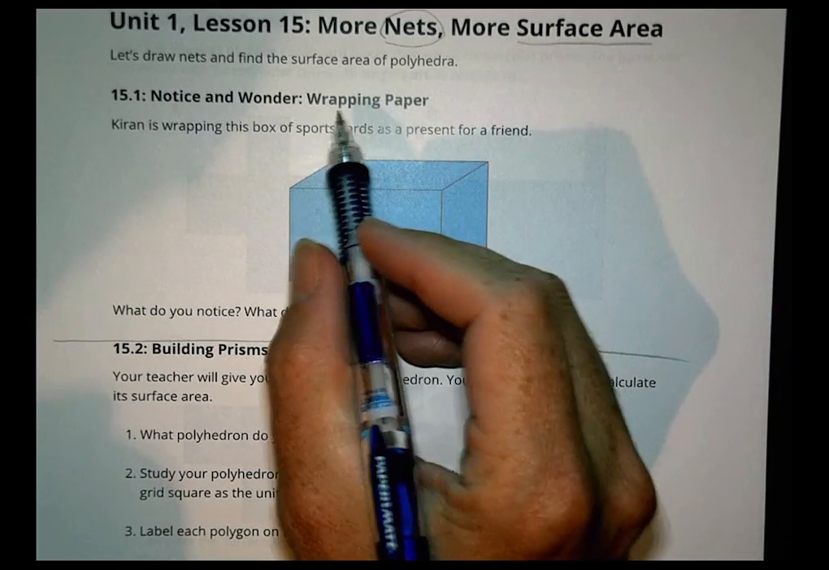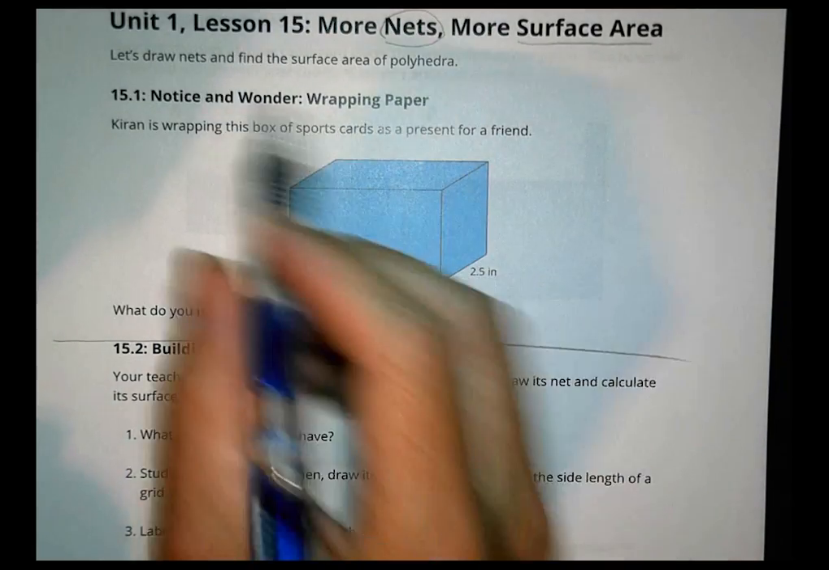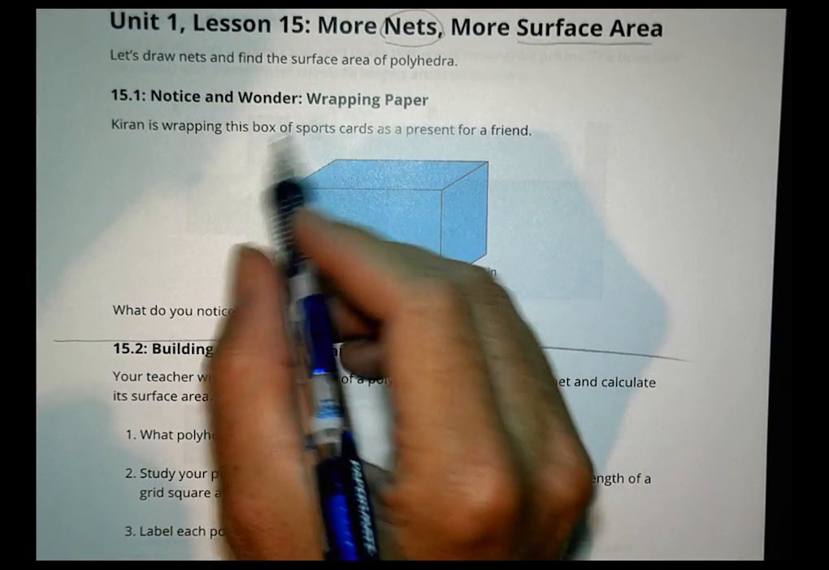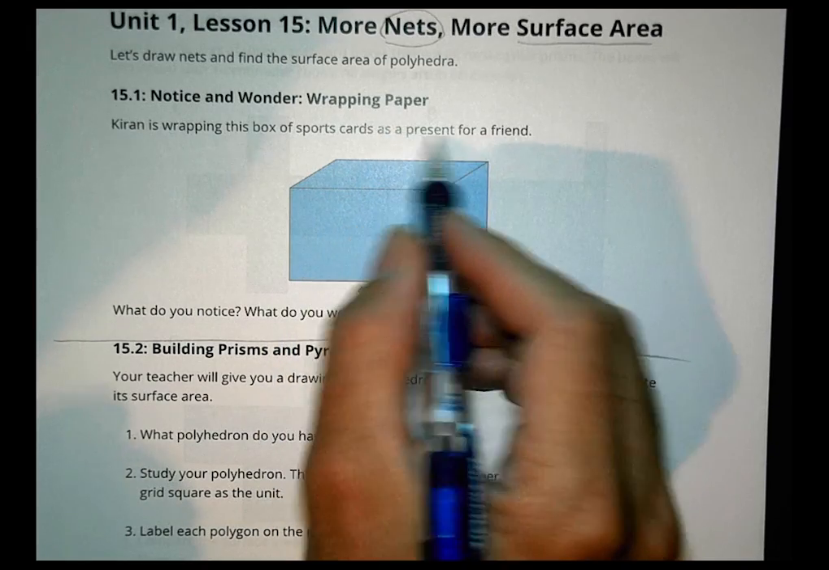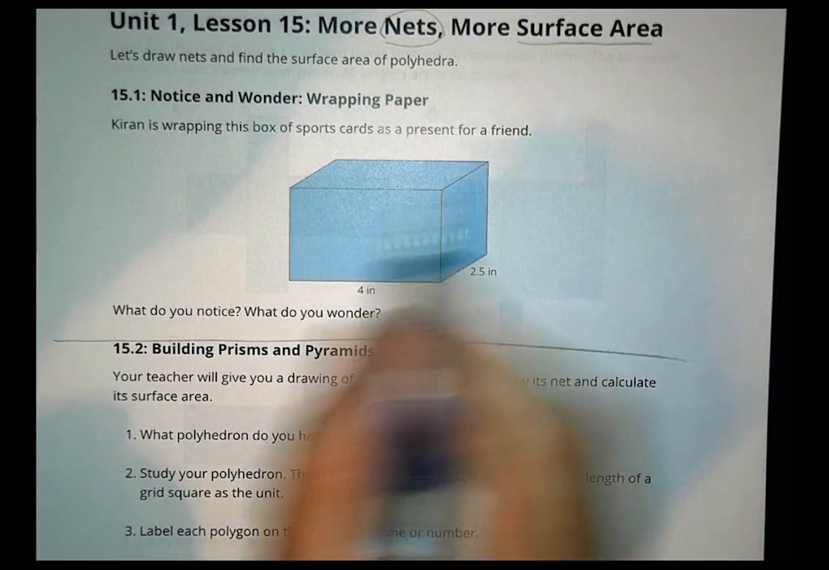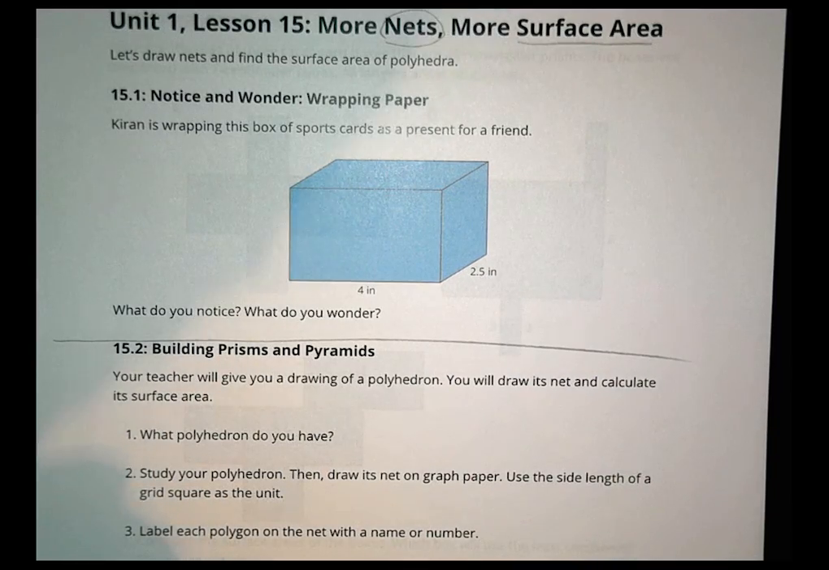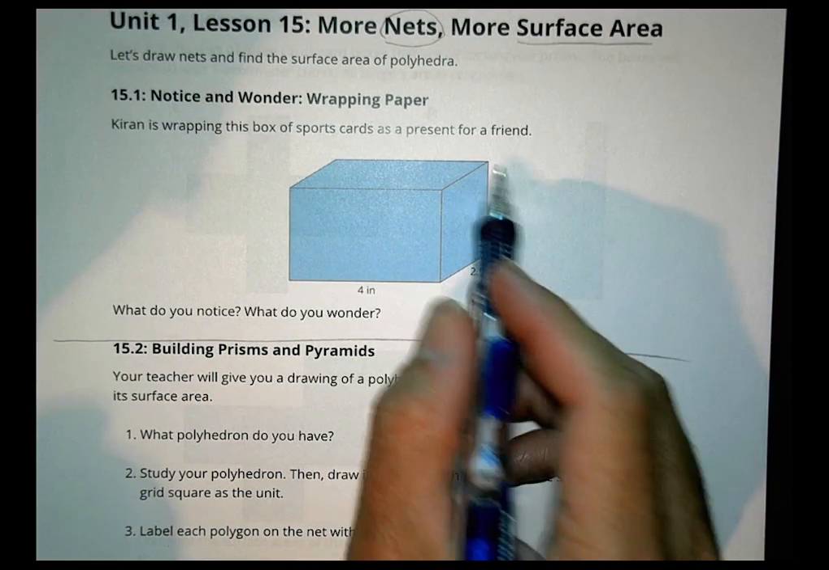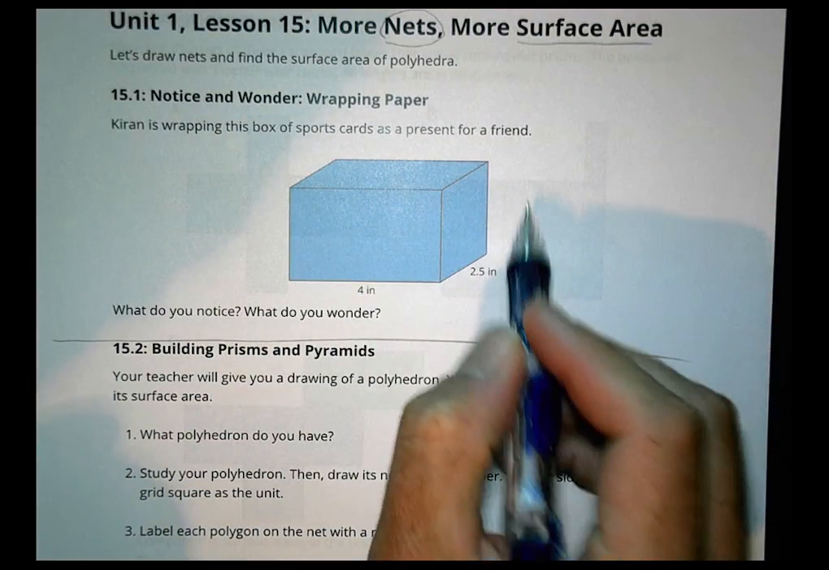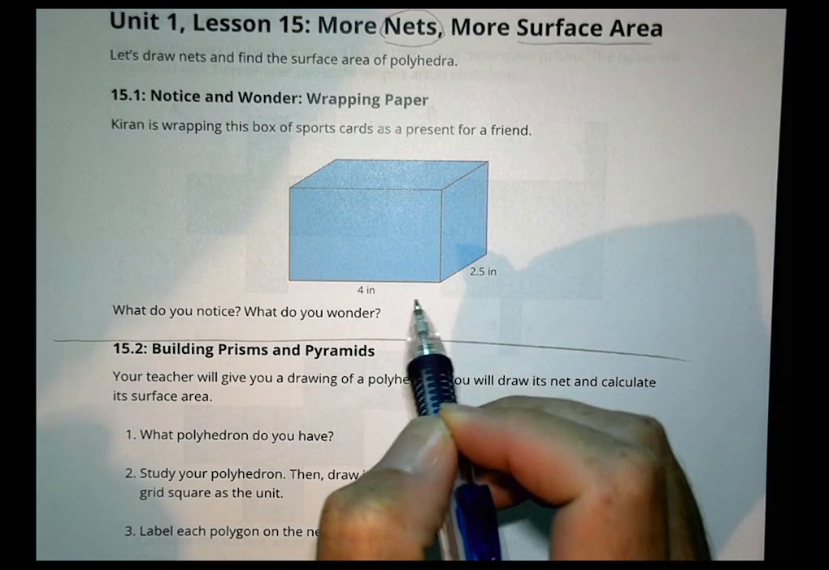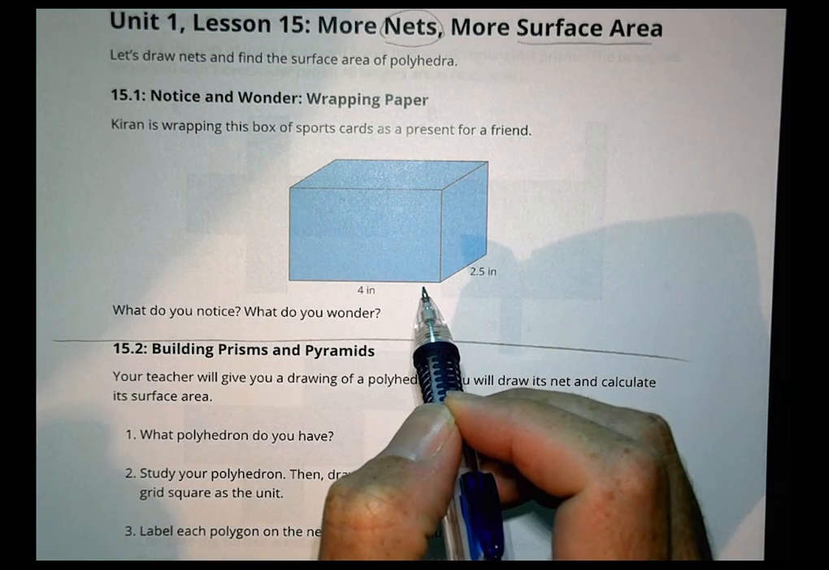And it says, what do you notice? What do you wonder? And it's called wrapping paper. It says, Kieran is wrapping this box of sports cards as a present for a friend. What do you notice and what do you wonder? So take a few moments with your partner there and talk about what do you see happening with this rectangular prism with the information that is provided there.